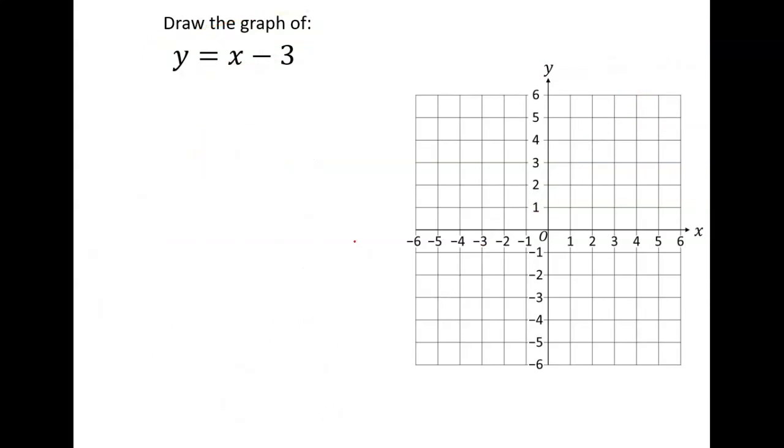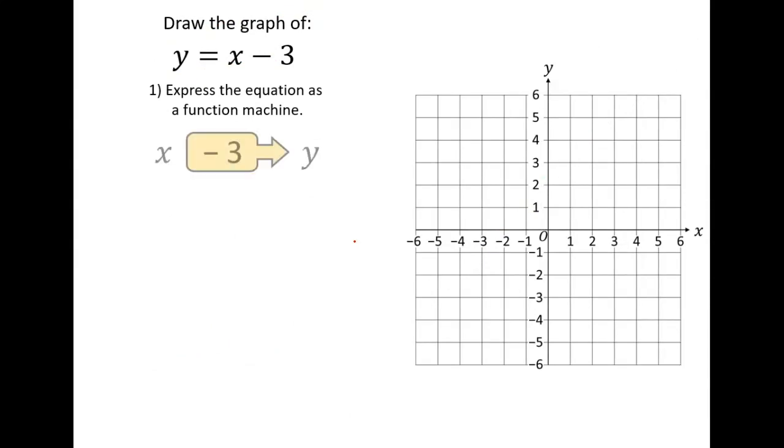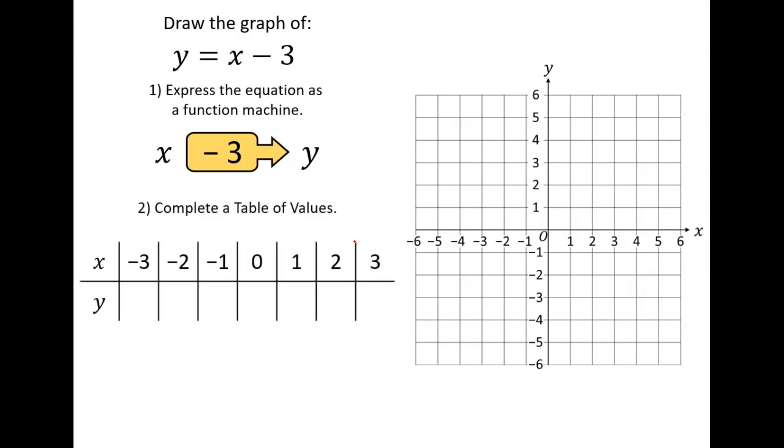Okay, new graph. So now we're going to draw the graph of y equals x minus 3. So we're going to express it as a function machine. So anything we pick for x, we're just going to subtract 3 from it, and it becomes y. So we'll start with our table of values. We're going to pick the same one. I'm fine if you just do -2, -1, 0, 1, and 2. You don't have to do all of these, but again, it's just for practice.